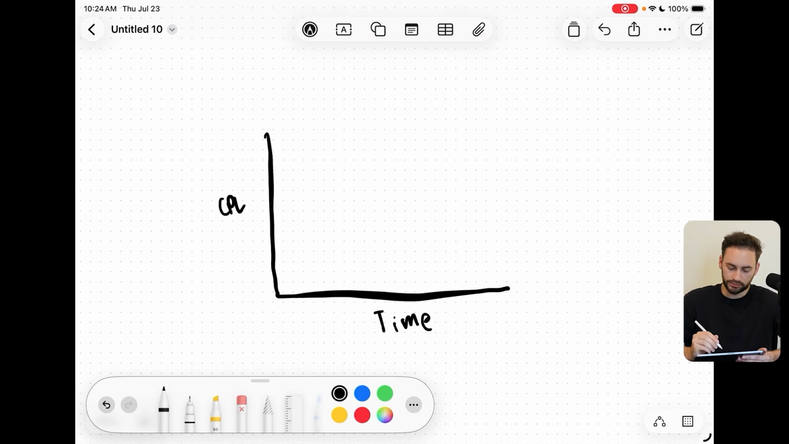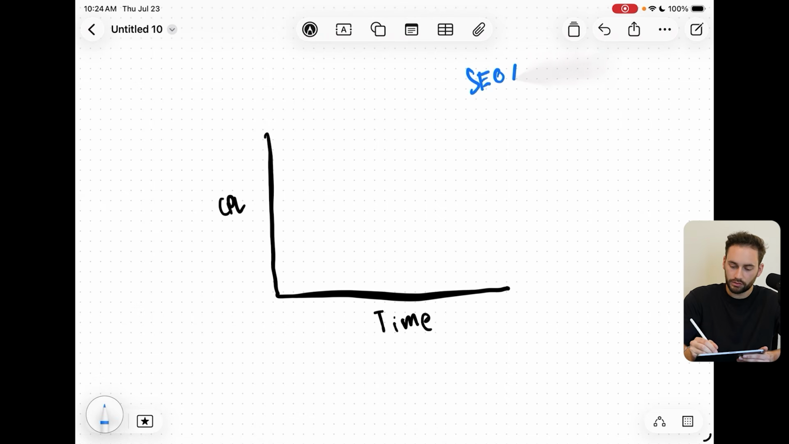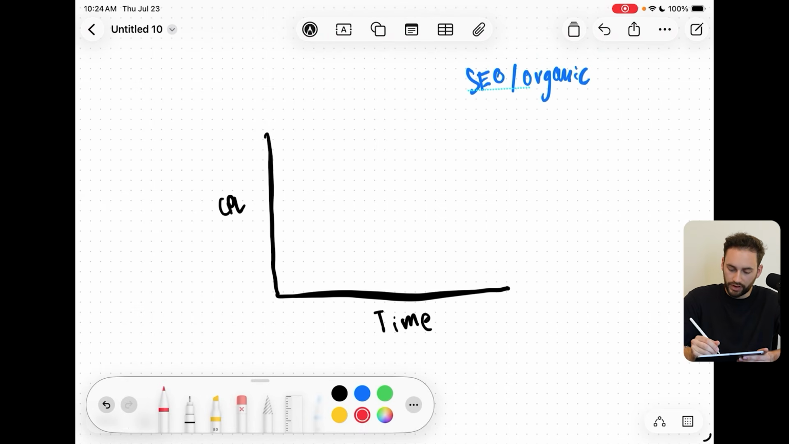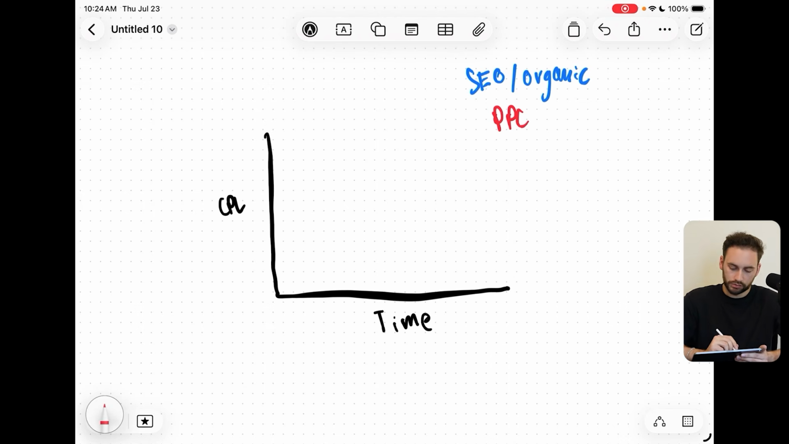So cost per lead versus time. We're going to do SEO/organic in blue, and then we're going to do Google Ads in red. So we'll just call it PPC. So let's talk about the trend line for cost per lead with Google Ads. Let's say it's that $120 mark per lead. And this could be industry agnostic.